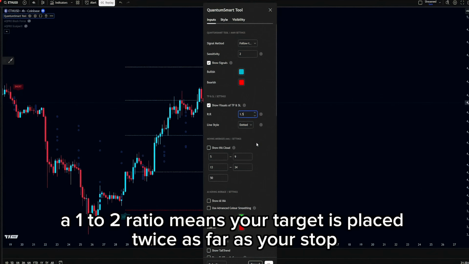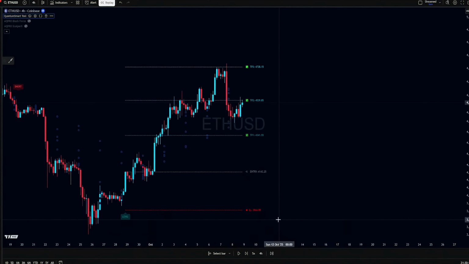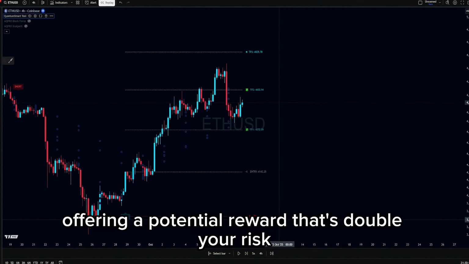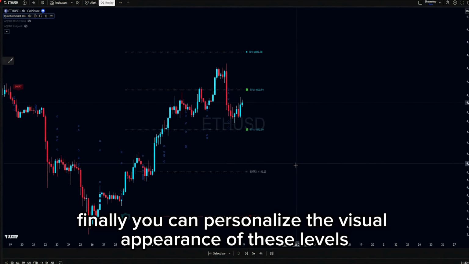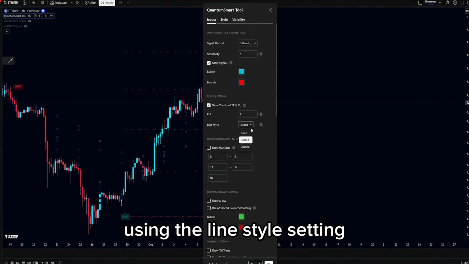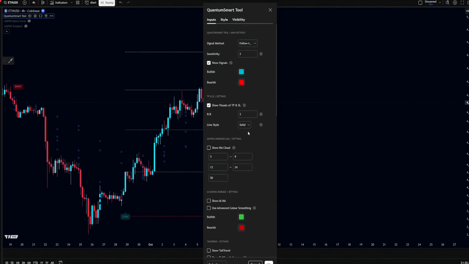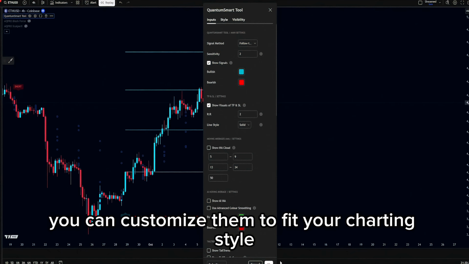For instance, a 1-to-2 ratio means your target is placed twice as far as your stop, offering a potential reward that's double your risk. Finally, you can personalize the visual appearance of these levels using the line style setting. Whether you prefer solid, dotted, or dashed lines, you can customize them to fit your charting style.